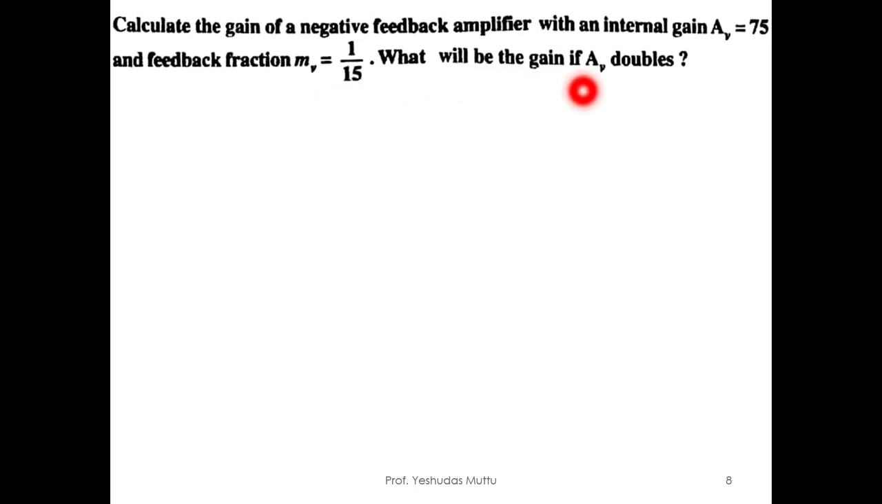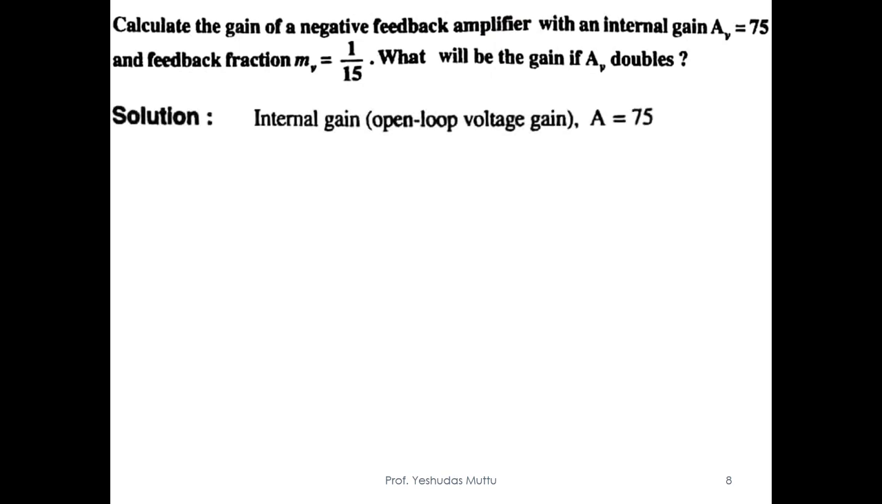What will be the gain if AV doubles? Okay, this is the second part of the question. The first part is to calculate the gain of the negative feedback amplifier, which means AF. Okay, let's start. AV is given to you, that is open loop gain is given to you. A is equal to 75, AV and A are the same.